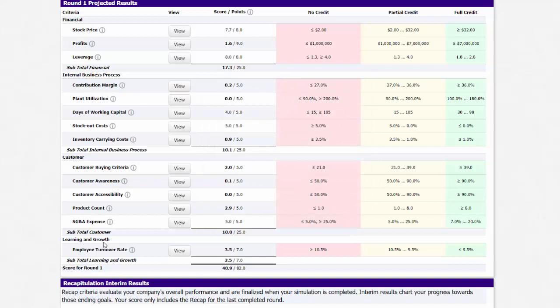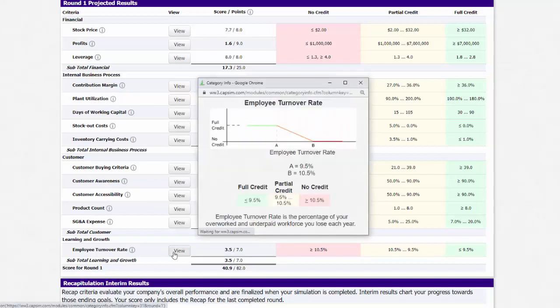And finally, for the learning and growth area, the simulation looks at employee turnover rate. Employee turnover rate is the percentage of your overworked and underpaid workforce that you lose each year. If you lose over 10.5% of your workforce in any year, you receive no credit for that year. If your turnover rate is between 9.5% and 10.5%, you receive partial credit. If your turnover rate is lower than 9.5%, you receive full credit.